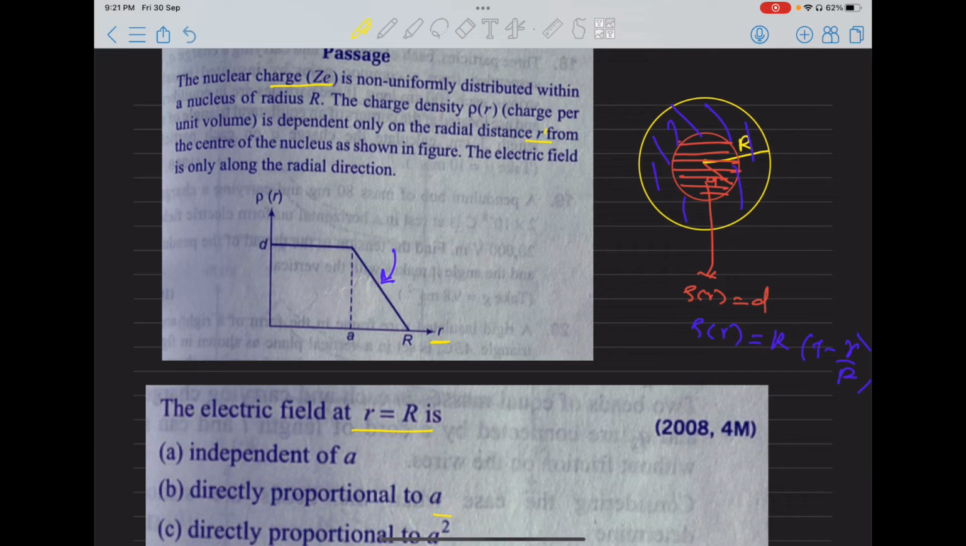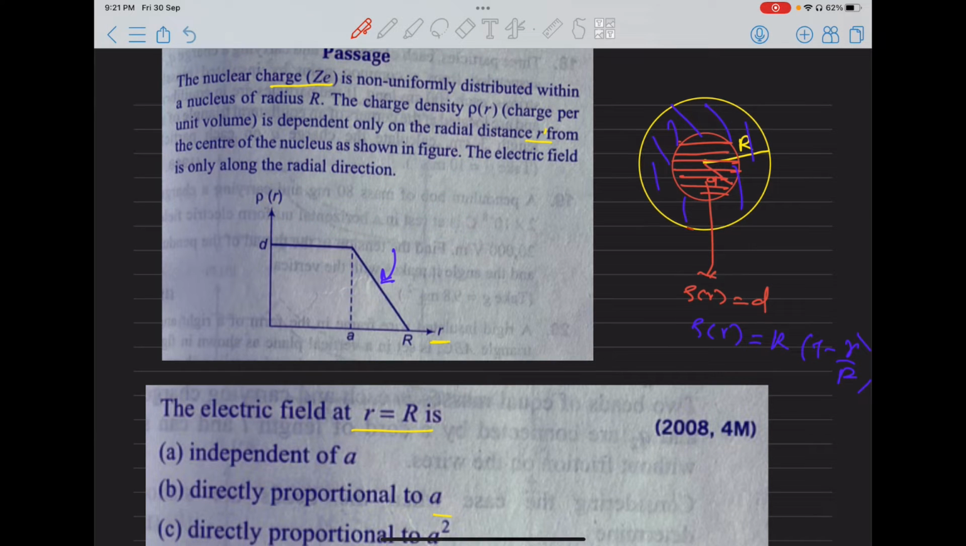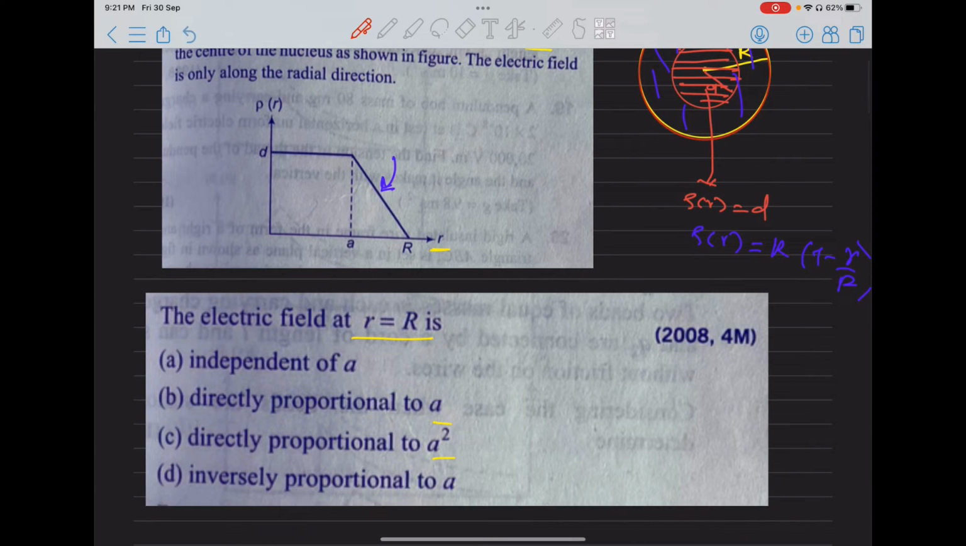Now remember the Gauss's law that we saw in previous questions in this electrostatics series. Whenever we have to find the electric field at a particular distance from a charge distribution, we draw a Gaussian surface at that point. So what we will do over here is draw a Gaussian surface at the radius R of this nucleus. So if this is the Gaussian surface, then what does Gauss's law tell us?